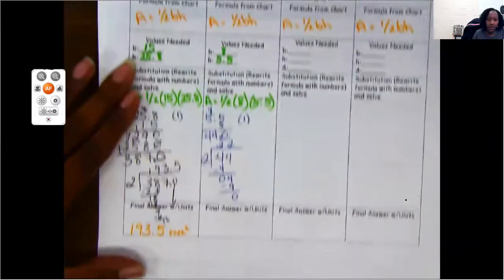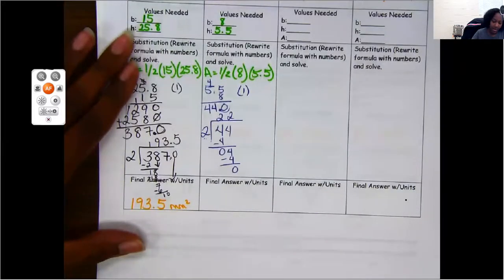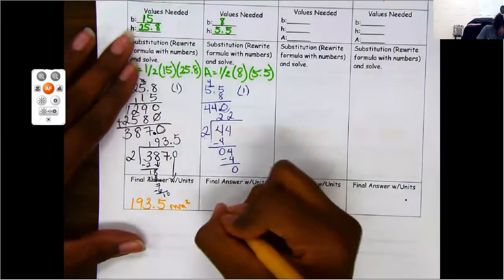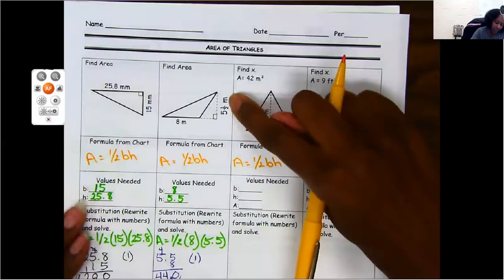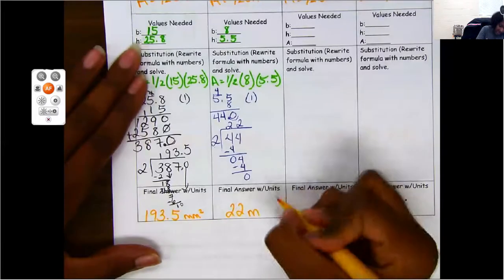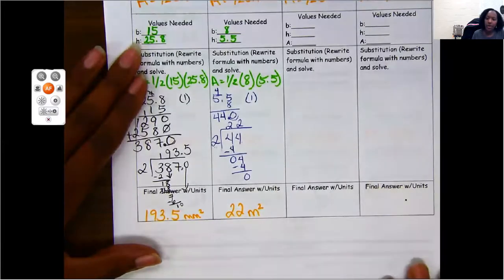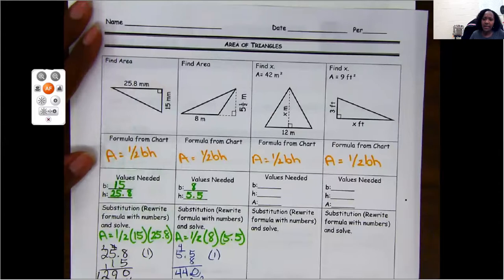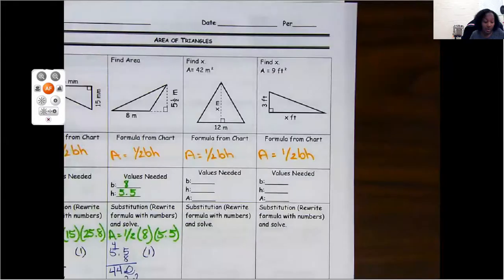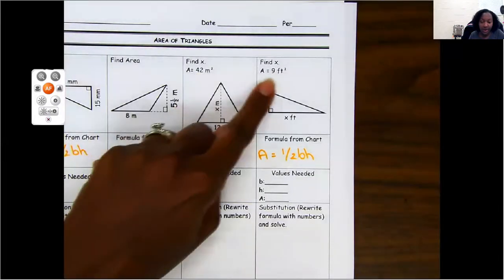Okay. So our area is going to be 22. Here's our units, meters. And because it's the area, it's squared. Okay, not too bad, right? All right, so we did 2 where we're finding the area. Now we're going to switch gears. They're going to give us the area now.